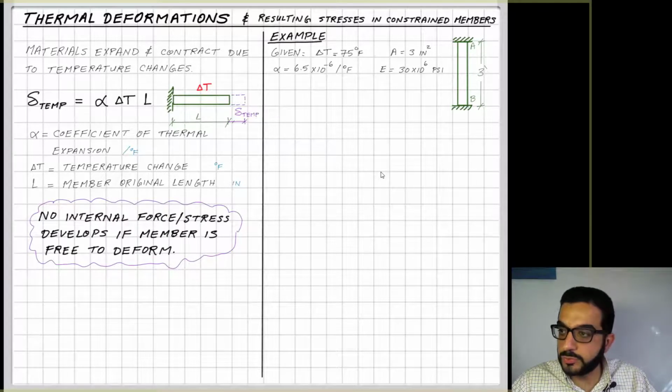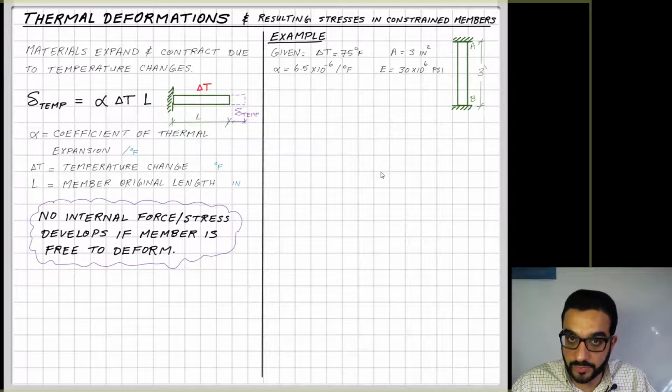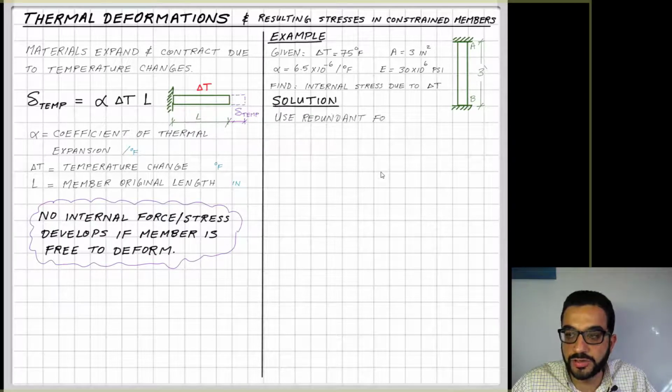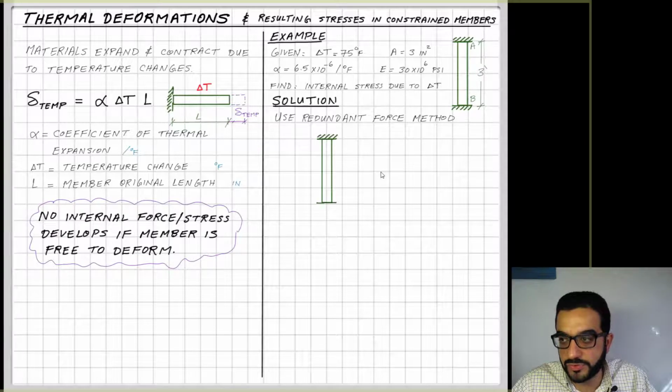We know now it's constrained, so it wants to expand, but it can't because A and B are fixed points. So there should be some forces developing internally, and reactions at A and B start to develop here. So we need to find the internal stress due to delta T. So how to do that? We'll use the redundant force method because this is a statically indeterminate member.